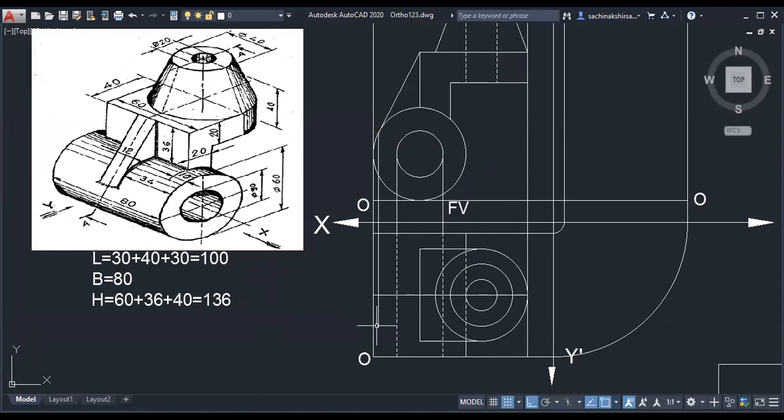So from this point, I have taken a point, and from here how much will I go up? 6. Half of 12 is 6. So again I will join here. Similarly, again from this point I will go 6 and join this. Now the top view is over.